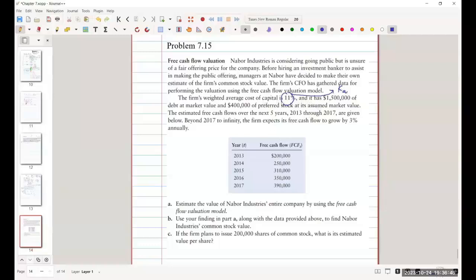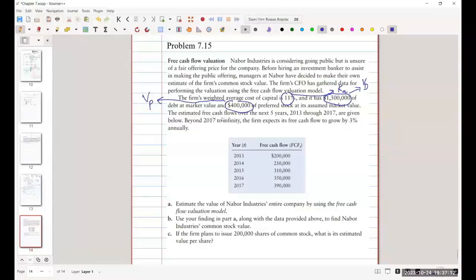And it has a cost of capital of 11%, and it has $1,500,000 of debt. So this number is of interest to us because this will be the value for the debt holders. So we'll call that VD. And $400,000 of preferred stock. So this number is of interest to us. We'll call this value for the preferred stockholders.